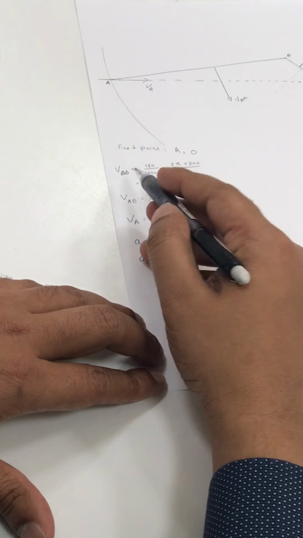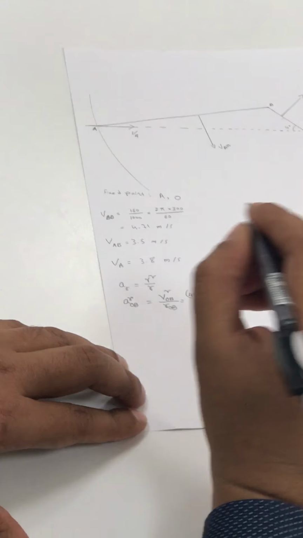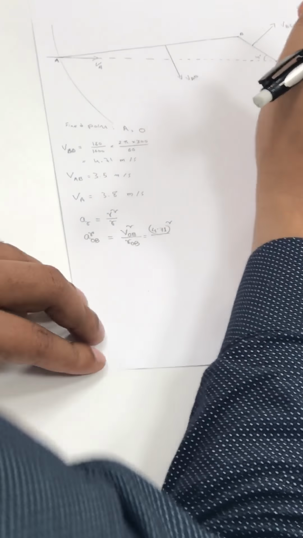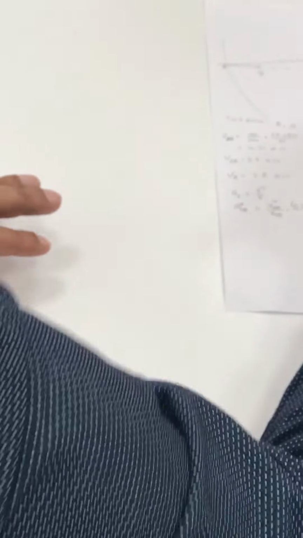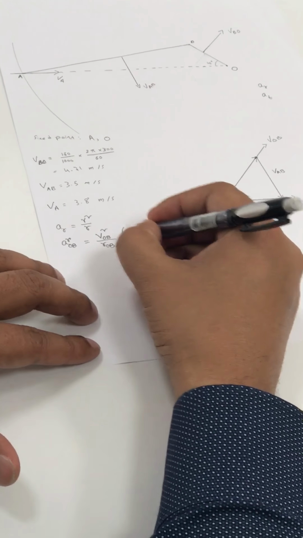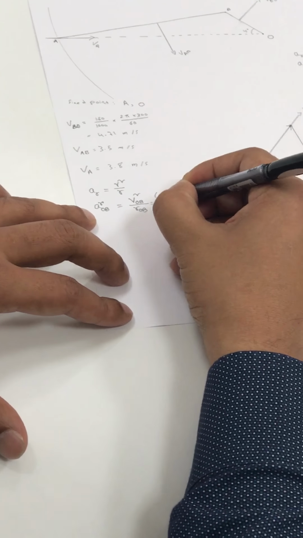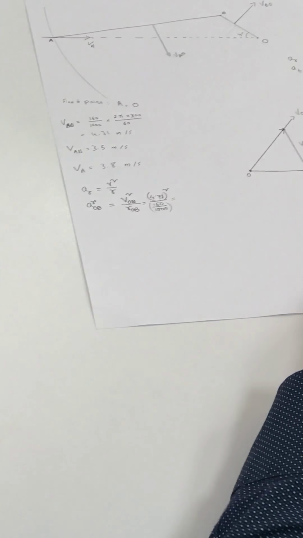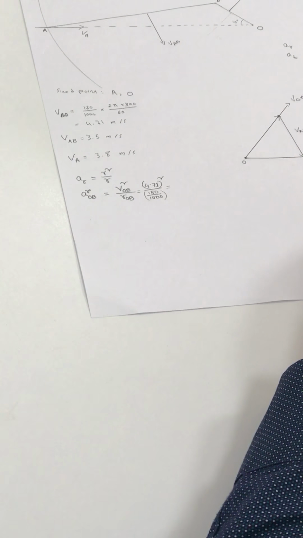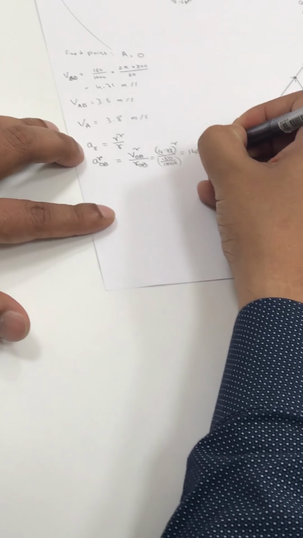Now VOB value is 4.71 square. Okay, divide by, what was the length for that? OB, 150 millimeter. So 150 millimeter, I have to convert it to meter because acceleration unit is meter per second square, right? So 1000. So how much is it coming? 4.71 square divided by 0.15, 147. Let's say 148 meter per second square, right?